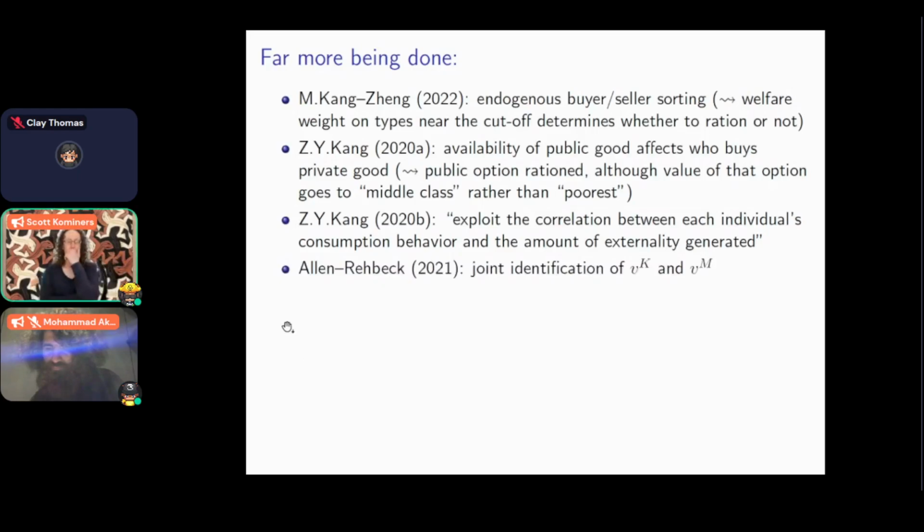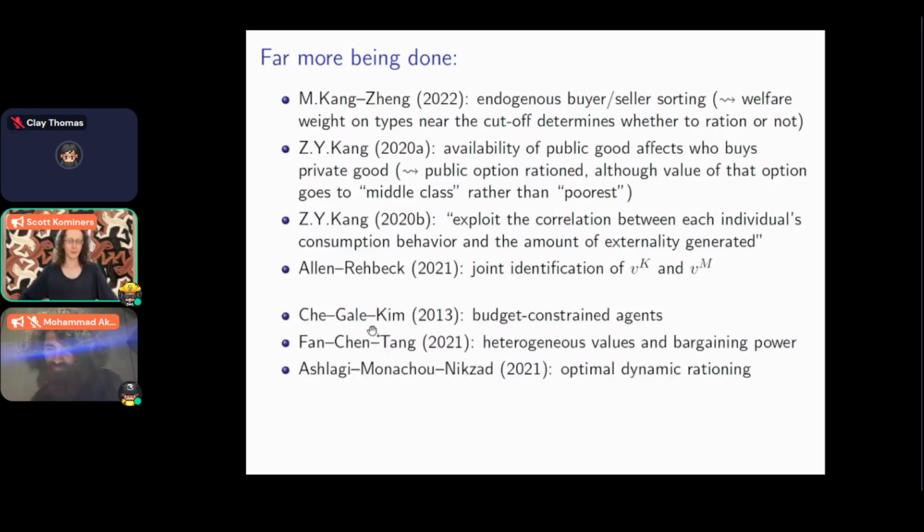Also, Alan and Rebek, apologies, I actually don't know how to pronounce the latter's last name, started looking at an empirical framework to try and understand what you need to achieve joint identification of a value for a good and a value for money.